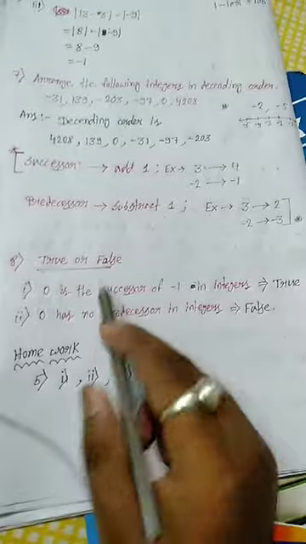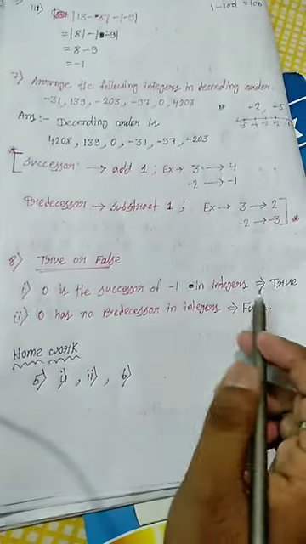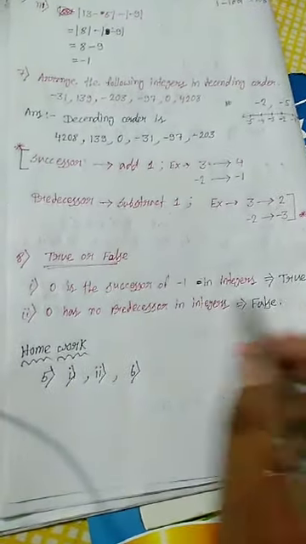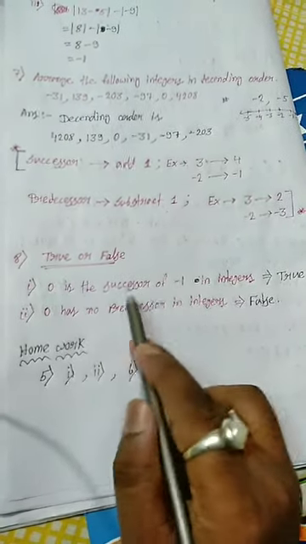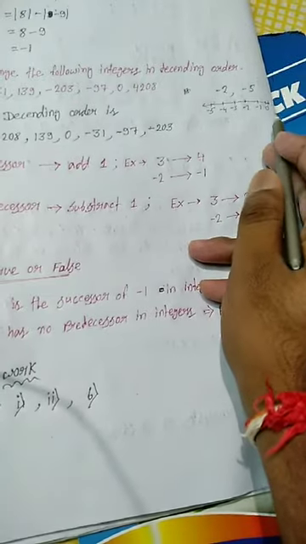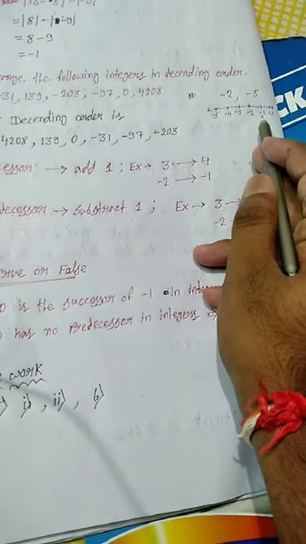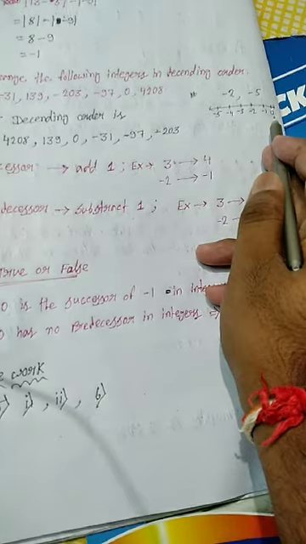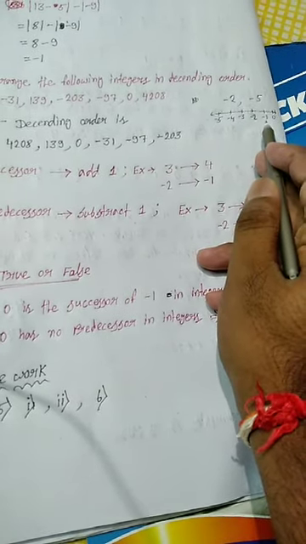And here is given question number 8. Which one is true and which one is false? You have to tell. Look, here is given: 0 is the successor of minus 1 in integers. Obviously 0 is the successor of minus 1. That means after minus 1 you will get 0. If you add 1 to minus 1, you will get 0. That means this is true.